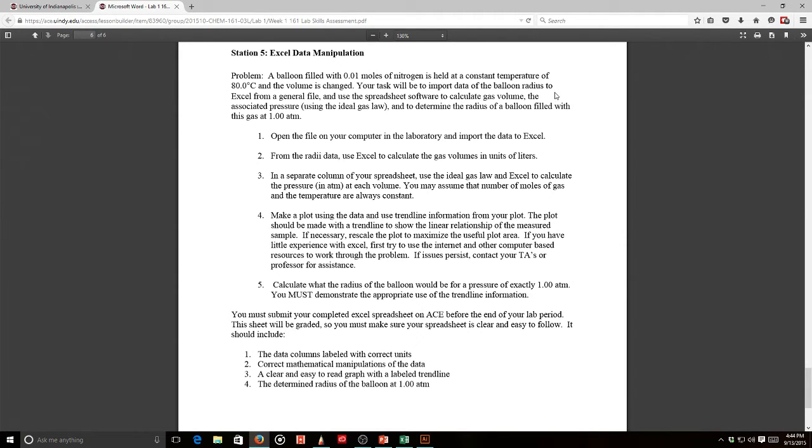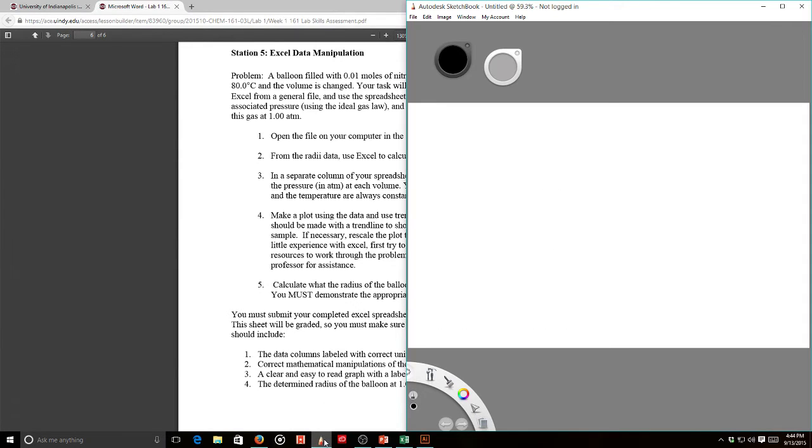So we're going to ask you to download some information from the lab website and create an Excel file to determine the radius of the balloon when it is filled with this gas at 1 atm of pressure. We give you some directions here on how to do that. However, I'm going to walk you through some more steps, maybe a little bit simpler. Before I ever begin doing anything in an Excel assignment, I always first try to write out exactly what I'm trying to do.